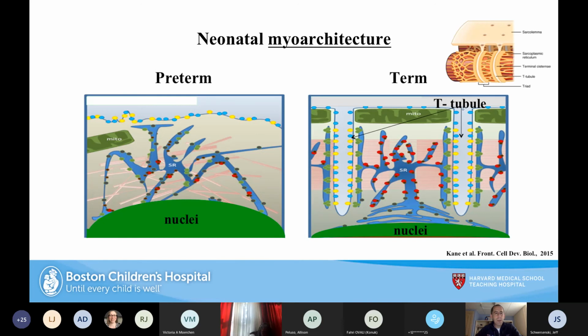We can see this extremely nicely in this caricature. In the preterm heart, there's a very disorganized sarcoplasmic reticulum. The nuclei are large. But in the term heart, you can see very well organized T tubules, which link the sarcolemma to the sarcoplasmic reticulum. You have small nuclei and a much more organized sarcoplasmic reticulum.